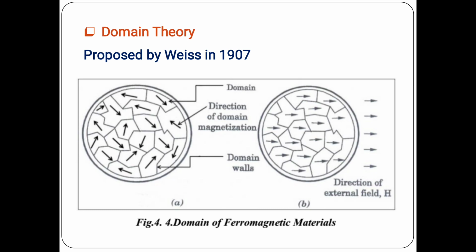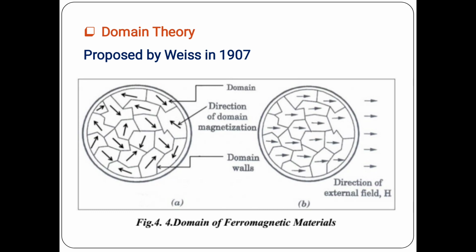So next we are going to see about domain theory. This domain theory was proposed by Weiss in 1907. This theory deals with ferromagnetic materials. First of all, we have to consider that the ferromagnetic material is divided into many domains. That is, the ferromagnetic material is separated and divided into many different domains.